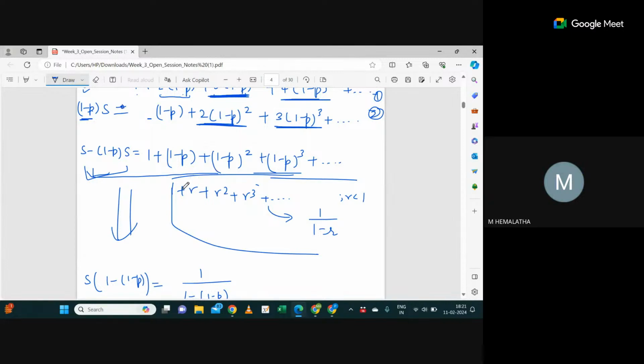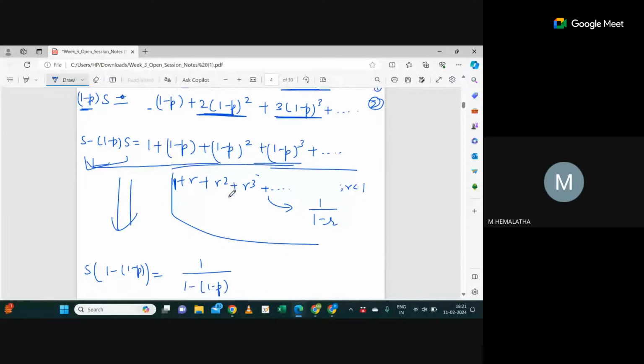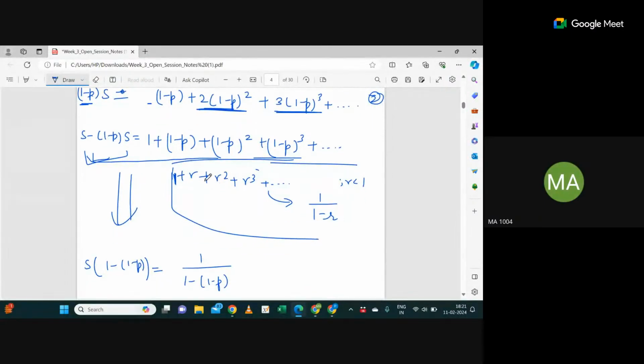I got till that substitution 1 by 1 minus r. After that, how did it become like this? Instead of r, what do we have? At the place of r, we have 1 minus p. If you see the pattern, 1 plus r square plus r cube, instead of r, I have 1 plus (1 minus p) plus (1 minus p) whole square plus (1 minus p) and so on.